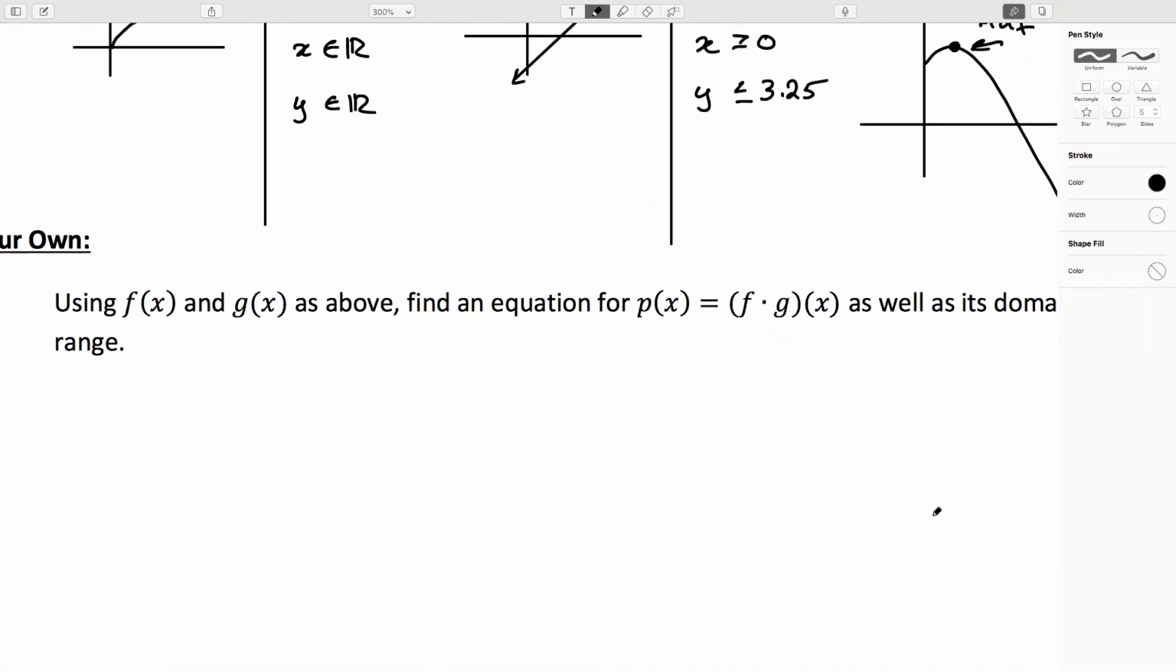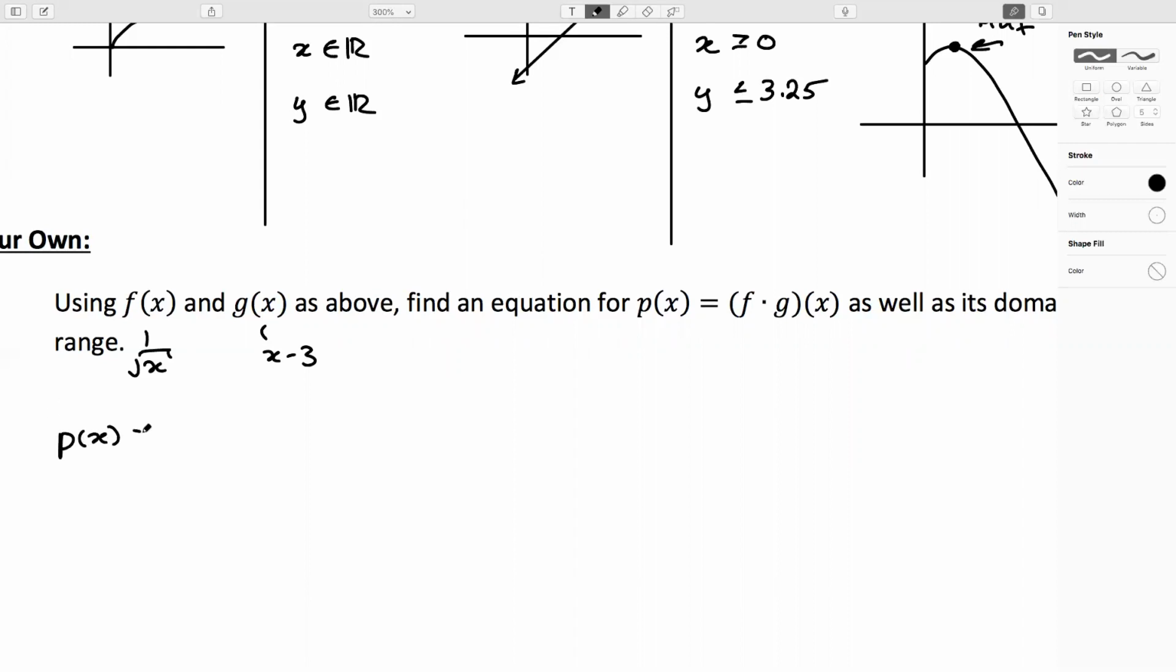All right, on your own. Using f of x and g of x as above, find an equation for p of x equals f times g of x, as well as its domain and range. So we've got the same functions. F of x was equal to root x, and g of x was equal to x minus 3. And we want to find f times g of x.